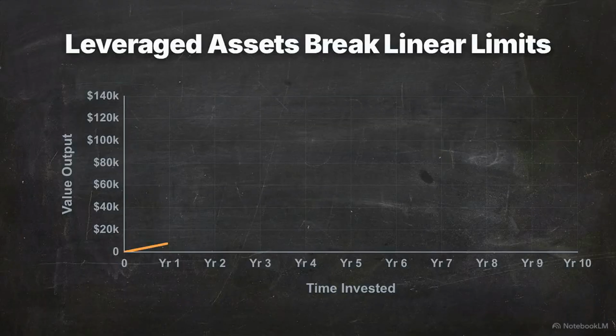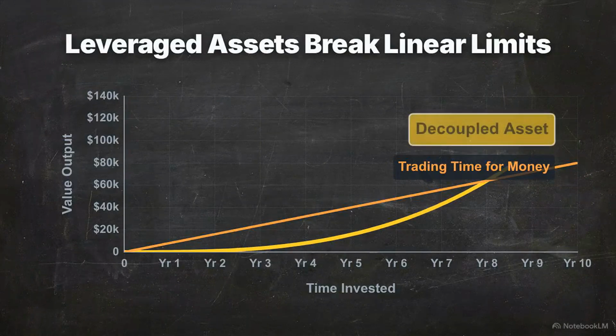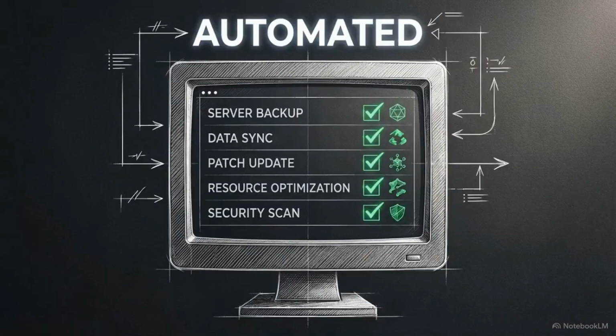This graph compares a linear earning model against an exponential one. The flat line is trading time for money. The rising curve is a leveraged asset. It scales independently of your clock. By the end of this video, you'll know how to build a minimum viable digital asset, a tool that performs your work while you aren't in the room.